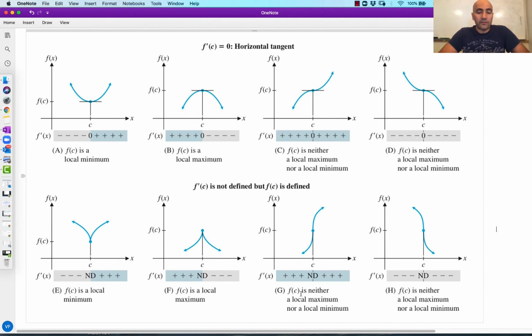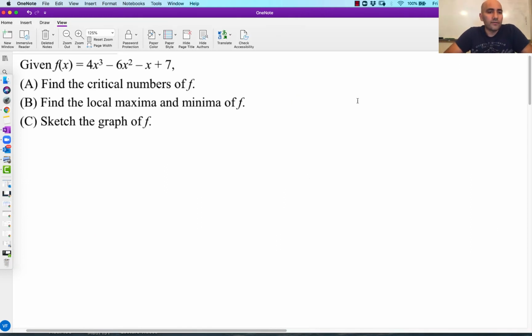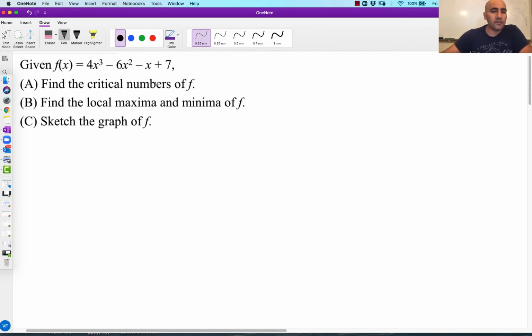Okay, so this kind of covers the cases we are going to run into. Okay, so given that f of x equals 4x cubed minus 6x squared minus x plus 7, A, find the critical numbers of f, B, find the local maxima and minima of f, so local maximums, local minimums, and finally draw a sketch of our graph. Okay, so this is a nice classic example from this section.